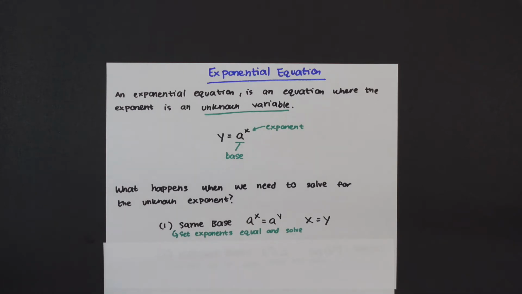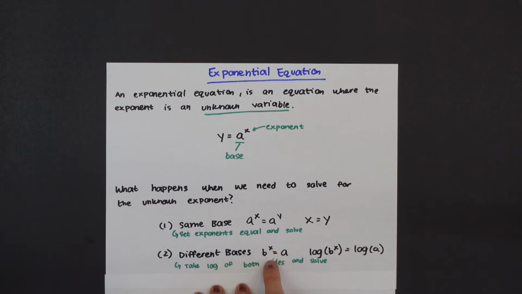The next method is for when they don't have the same base, so if they have different bases. Here we have b to the x is equal to a. Notice we have a base of b here and a base of a over here. Whenever there are different bases like that, you can't just set the exponents equal to each other. What you're going to need to do is take the log of both sides and solve. So here on the side we did log of b to the x is equal to log of a, and we would solve using log.